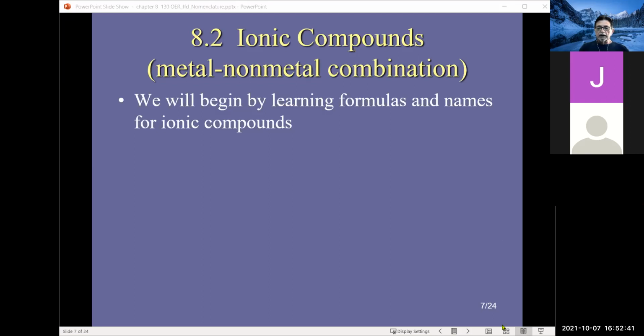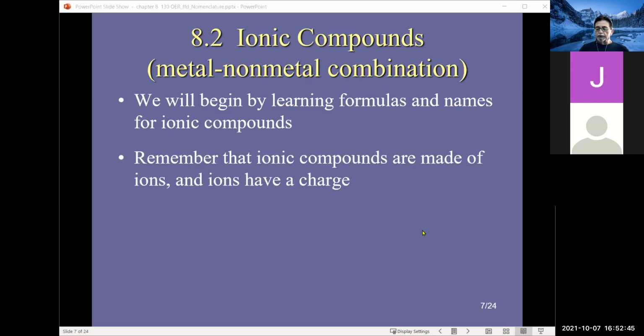All right, so we're going to take ionic compounds. We're going to begin by learning the formulas and then names for the compounds. Remember that ionic compounds are made up of ions, and the ions have a charge, which I'm changing the name to oxidation number, right? And when we put them together, we have to put them together with a sufficient number of these ions so the formula can equal 0.